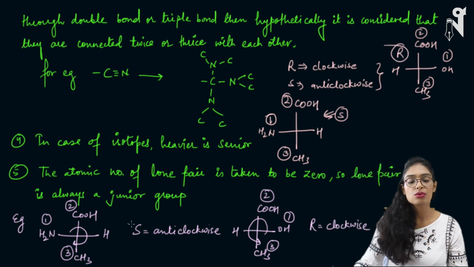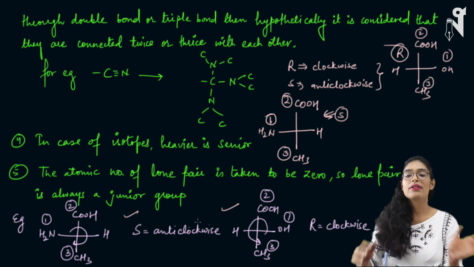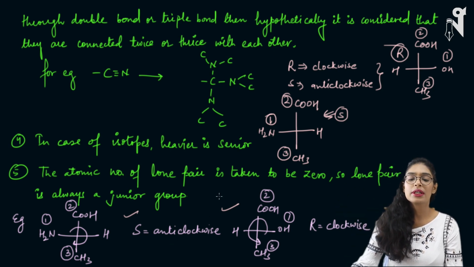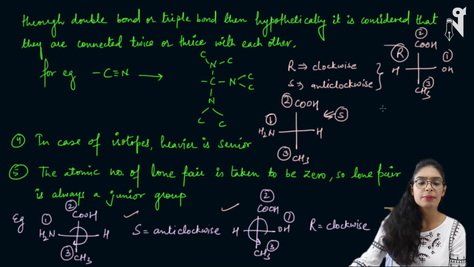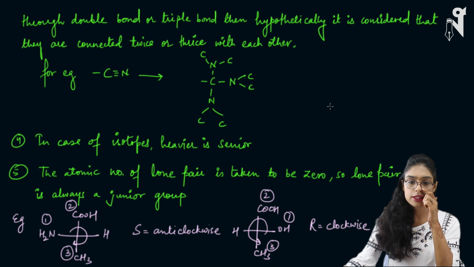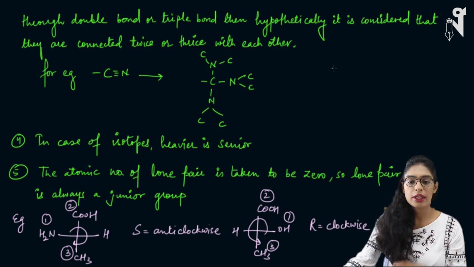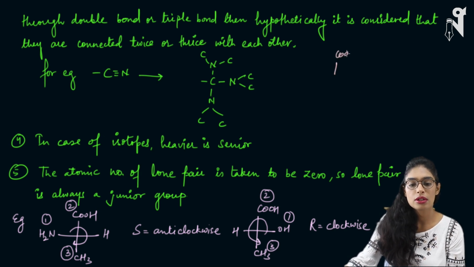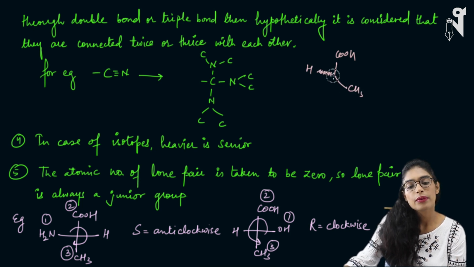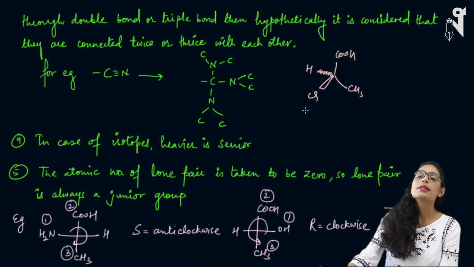Okay, so these are the two which I have shown over here, and I have explained it with the 3D structure, with the wedge and dash. Similarly, if you see a molecule like this, let me just show you the wedge and dash representation also. Let's say I have a molecule with COOH, CH3, hydrogen, and Cl.